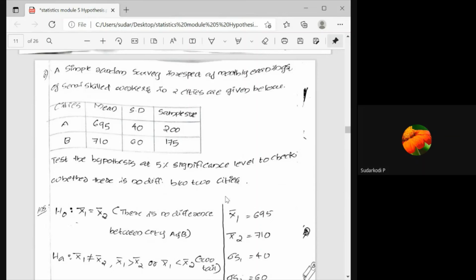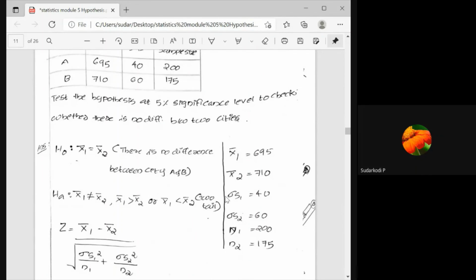So what city A people think, the same thing city B people also think. So there is no mistake for me to take from A or B. That is your null hypothesis. The null hypothesis says that the mean of A is equal to the mean of B. There is no difference between city A and city B. So when there are two populations and two samples, your null hypothesis is x1 bar equal to x2 bar.